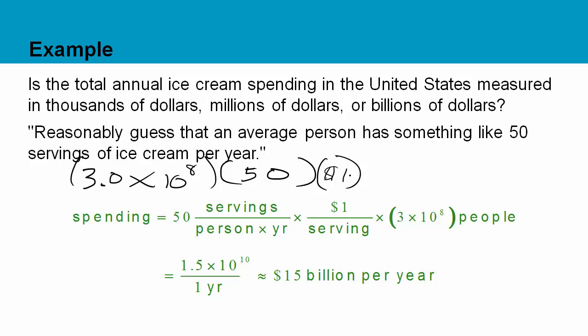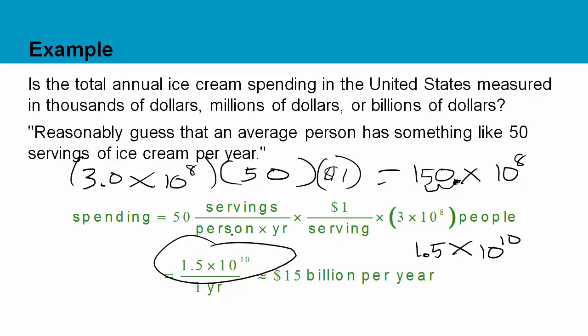So the nice thing about scientific notation is I can now just take 50 times 3 times 1, and I get 150 times 10 to the 8. But this isn't in scientific notation, right? I need it to be 1.5. Well, if I go from 150, right, with a decimal here, and I go down to 1.5, that's shrinking it by 100, right? So to balance it out, I got to raise this by 2 more. So that's where they get 1.5 times 10 to the 10th, or roughly $15 billion per year.